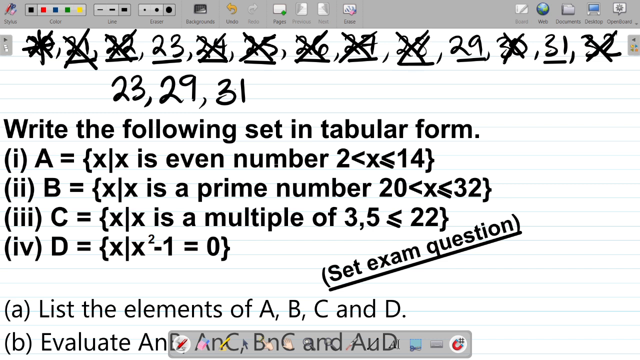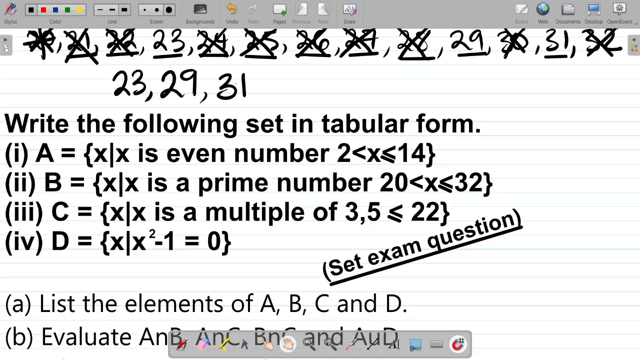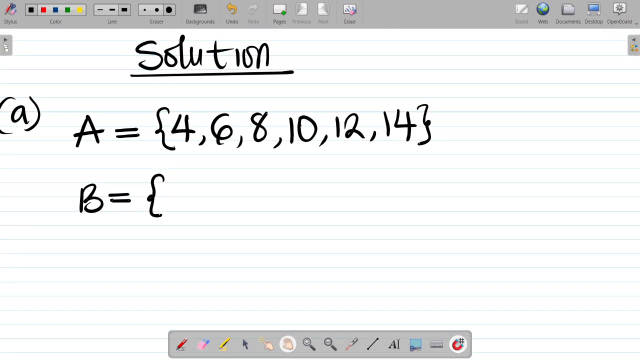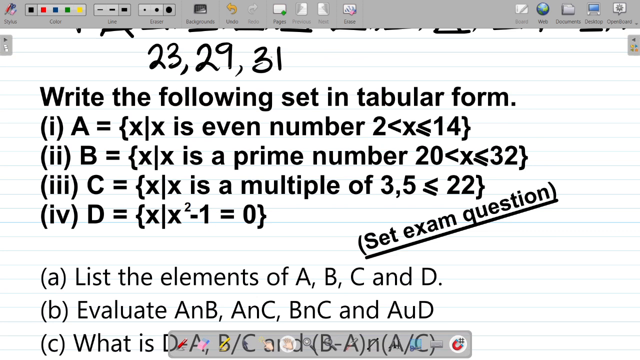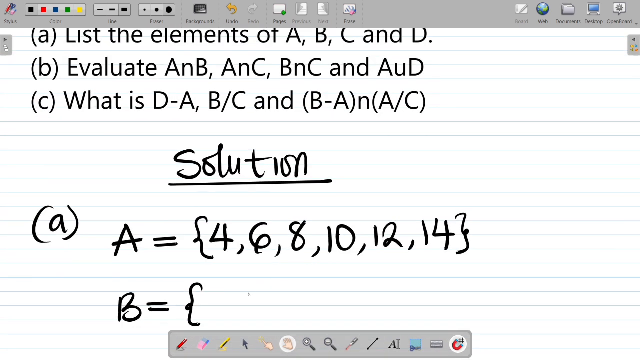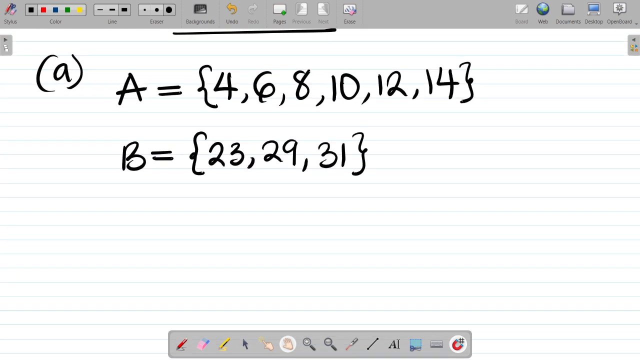All right. So in essence, the prime numbers between 20 and 32, that's excluding 20 and including 32, would be 23, 29, and 31. So B is equal to 23, 29, 31. So I'm having this as 23, 29, 31. All right. That's the B.